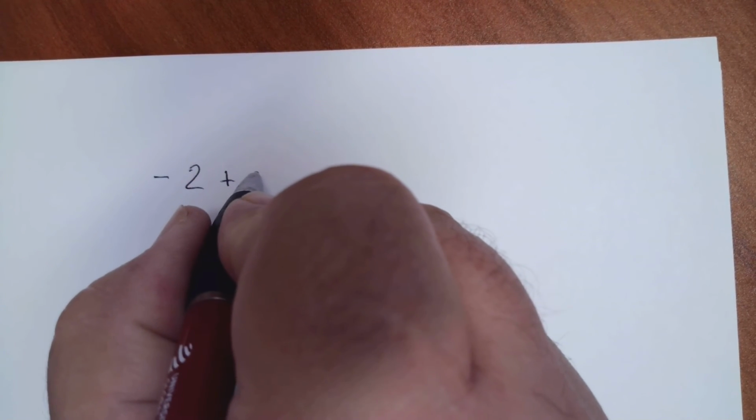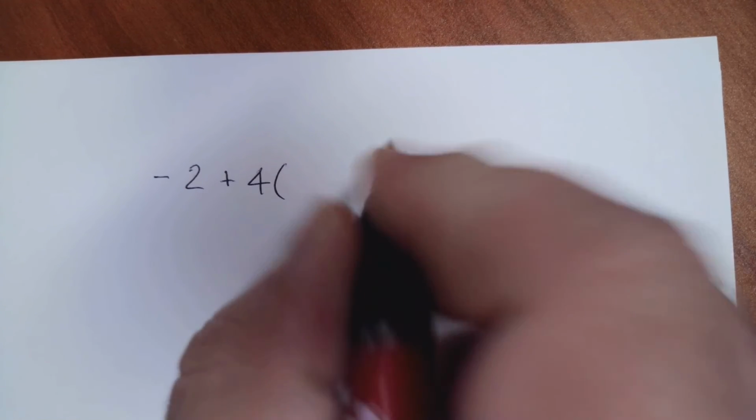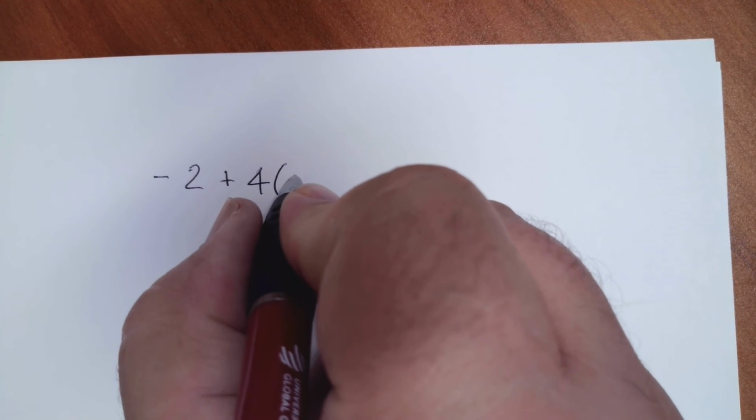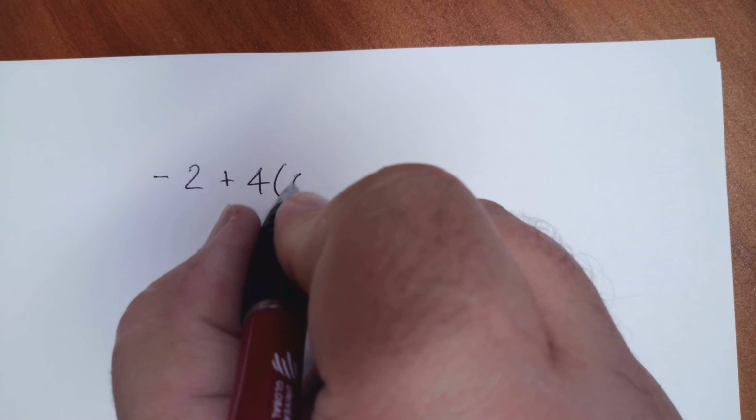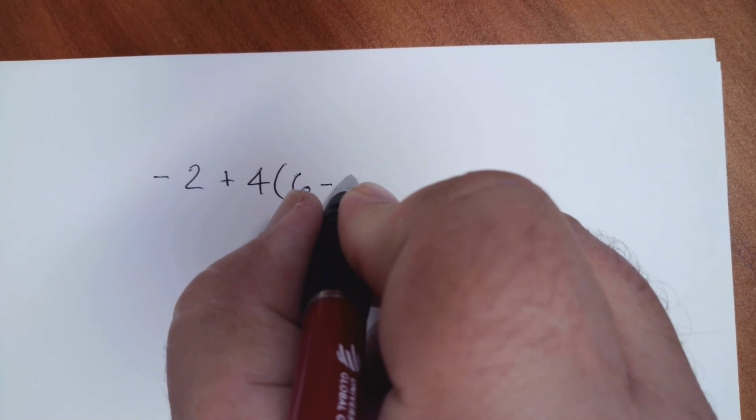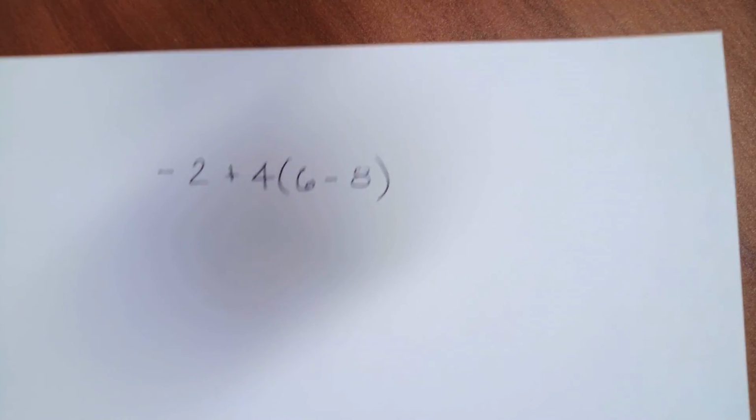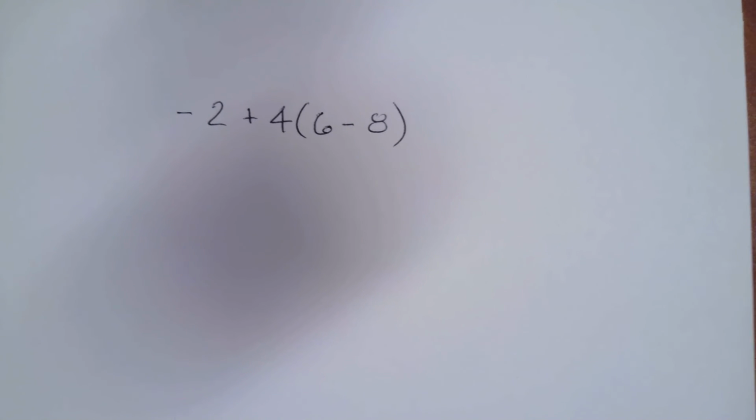Okay, now let's do this one. Negative 2 plus 4 times 6 minus 8.